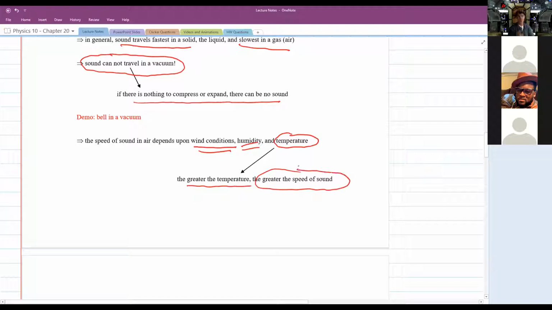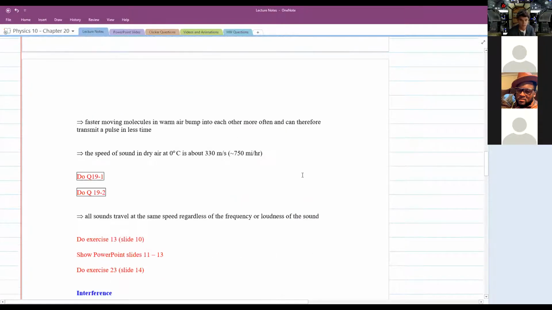And the reason is just because the air molecules are already moving faster, which means they're going to be able to transmit a sound pulse in less time. Okay, so like I was saying, faster moving molecules in warm air bump into each other more often and therefore can transmit a pulse in less time.